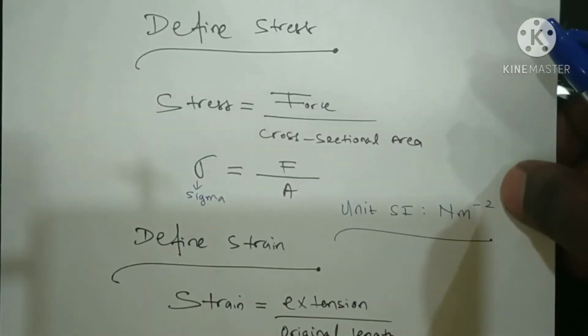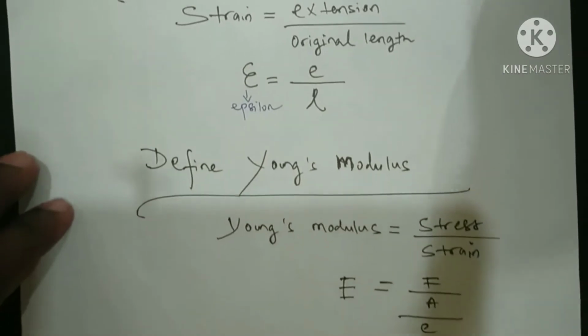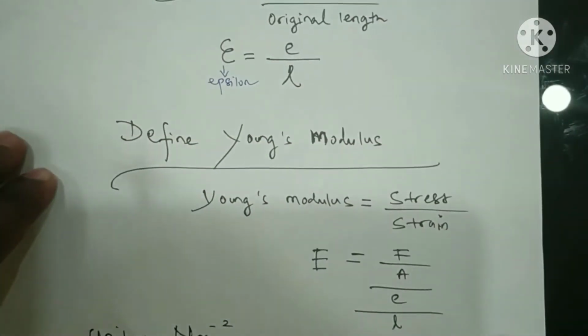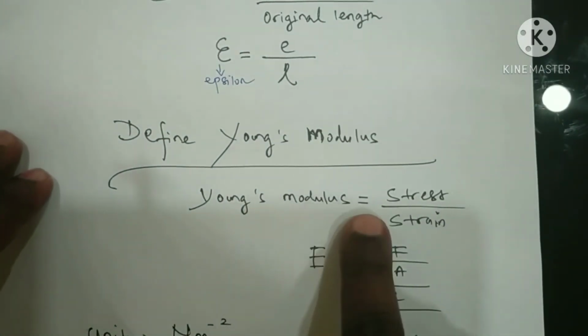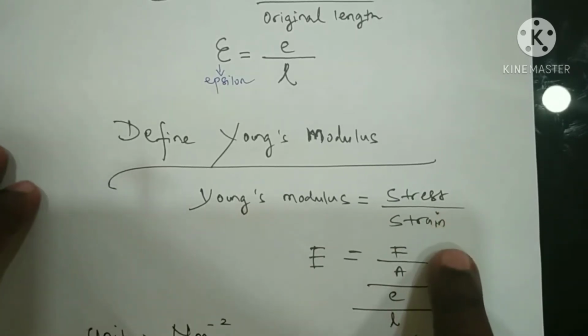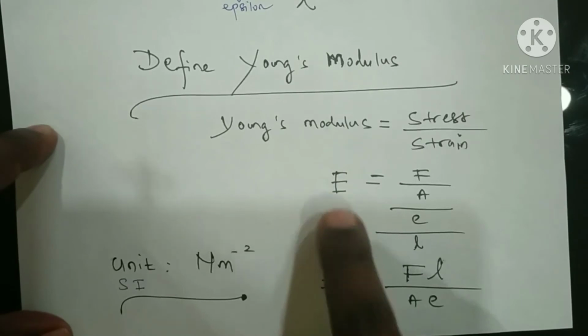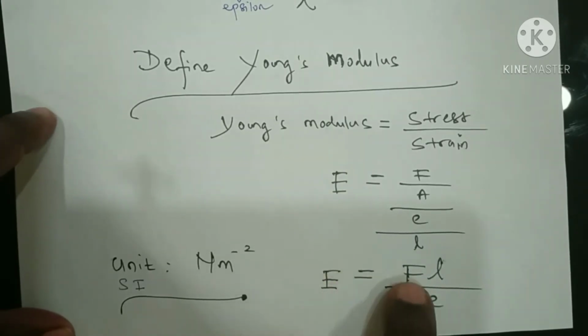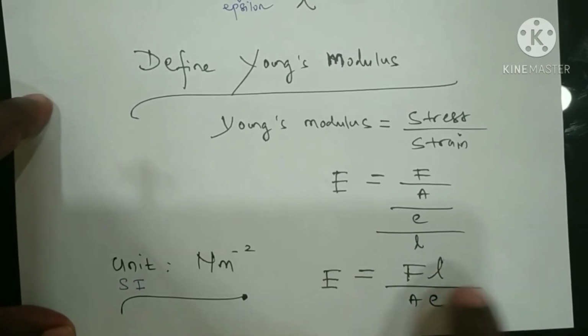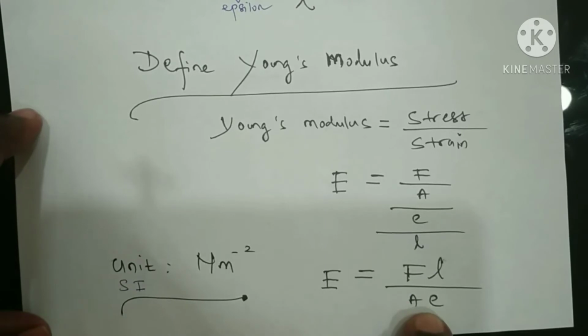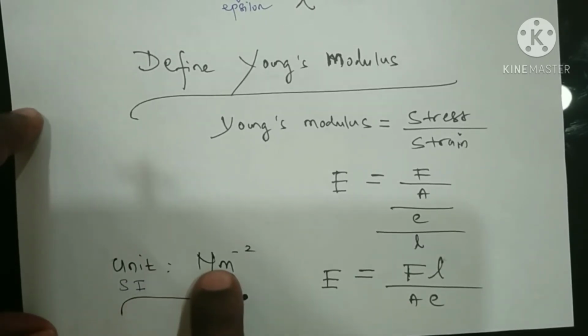The combination of stress and strain is going to give you the Young's modulus. The Young's modulus is the ratio of stress and strain. The symbol for Young's modulus is E. E equals force times the original length per unit cross-sectional area times the extension. The SI unit for Young's modulus is Newton per meter square.